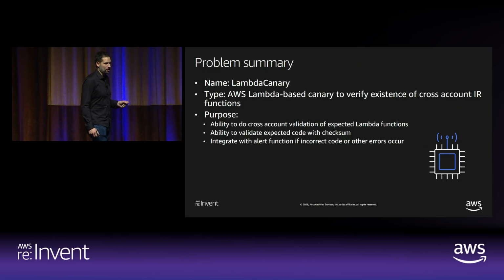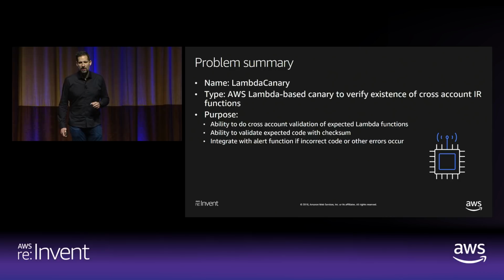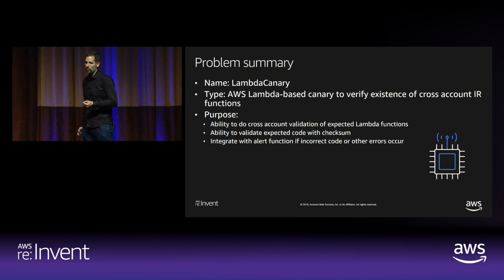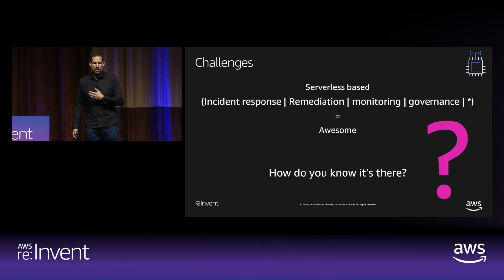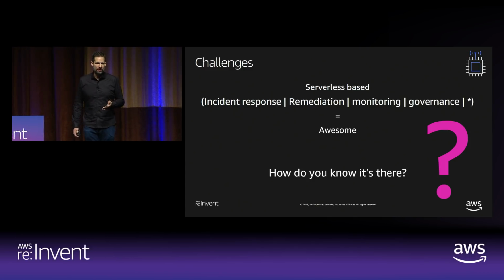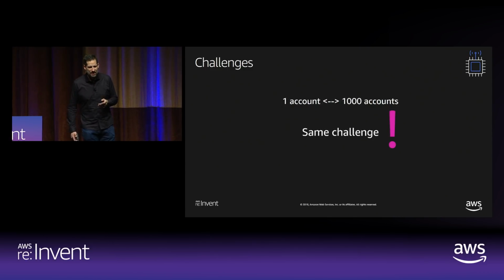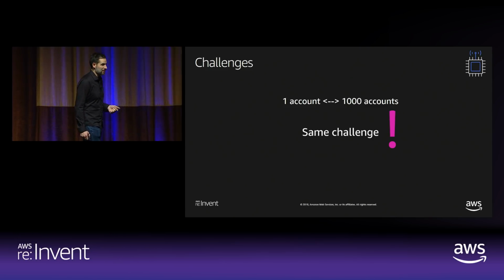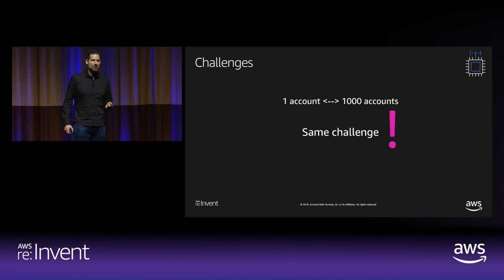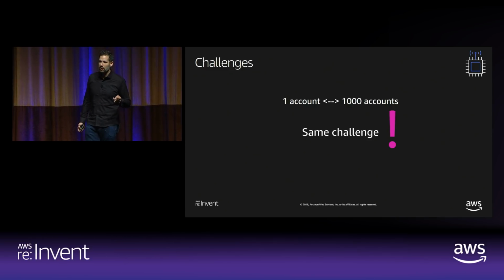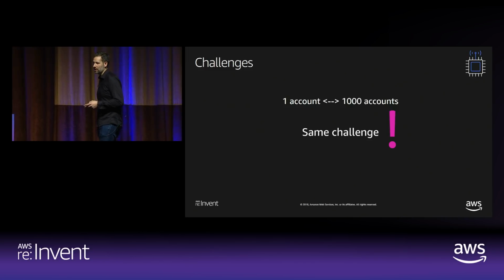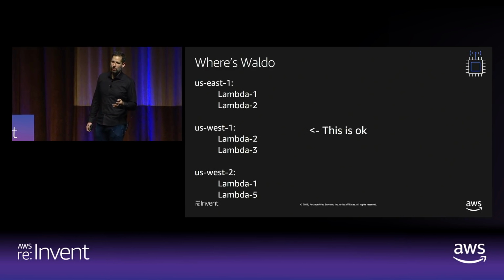And it's going to integrate with an alert function, in this case Signal Hub, if it finds any deviation from normal. A couple of the challenges here is, as we said, how do you know that the different functions are there? And this actually doesn't matter if you have one account or 1,000 accounts. Even if you have one account, and if you have 10 Lambda functions, and even if you have 2 Lambda functions, just knowing that those are the same function that you expected them to be. This becomes fairly complex after a while.